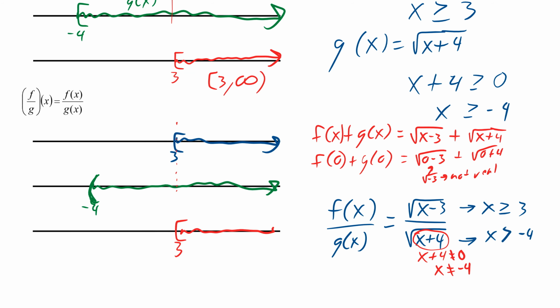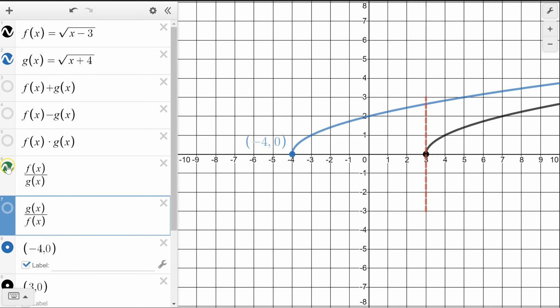This still goes from 3 to infinity because that not equal to over here is not actually included in our domain to begin with. So all our graphs look the same. They all start at 3, no matter what, because even though x cannot be negative 4 here, it won't affect anything.